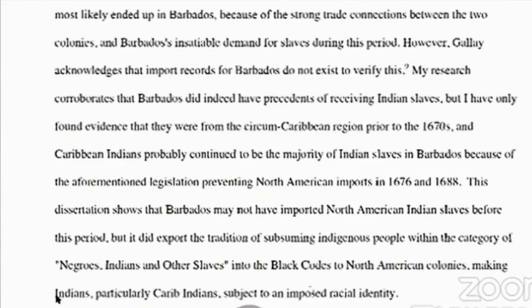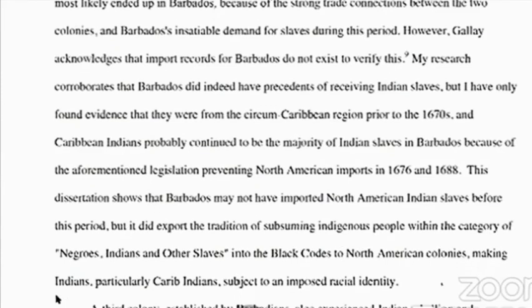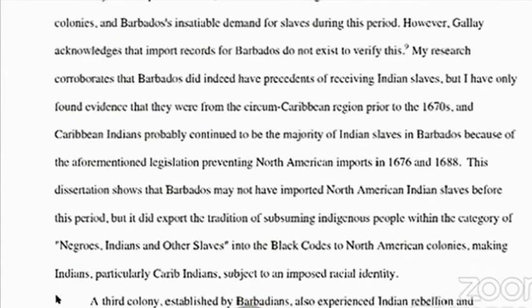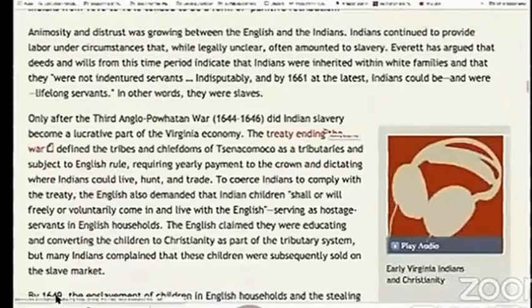All right, let's go. Into the black coats to North American colonies, making Indians, particularly Carib Indians, subject to an imposed racial identity. They were calling these Carib Indians what? Negroes, Indians, or other slaves. Negroes, black coats. We're on the encyclopediavirginia.org website.